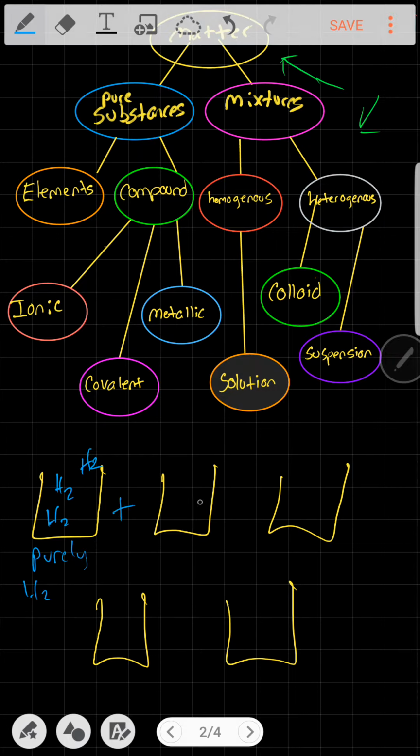You combine that, and we have, in another canister, O2, O2, O2, and O2. If you look over here, it's also uniform throughout. That is uniformly oxygen. There's nothing other there than O2 and O2 and O2. That makes this a pure substance also. Well, what kind of pure substance? Do I have anything other than oxygen? No. Any other atom other than oxygen present? No. So that makes that an element, just like this over here was an element.